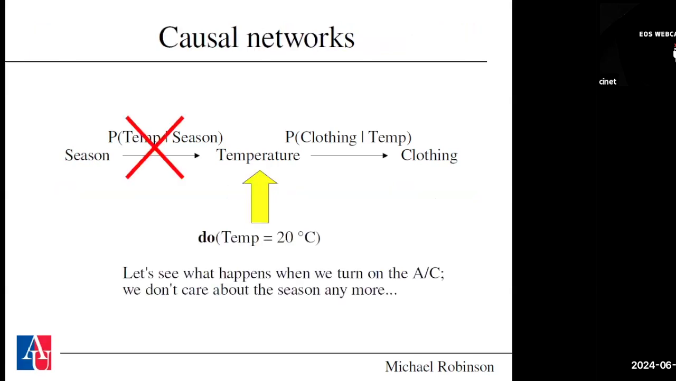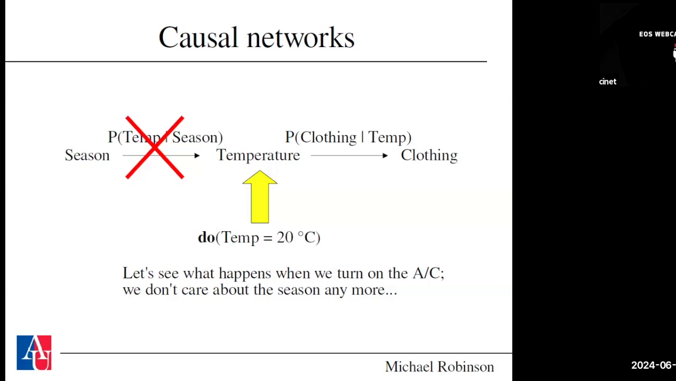All right, anyway, causal networks are basically Bayes networks that you do surgery on. So you say, I'm going to do temperature equals 20 degrees Celsius, i.e. turn on the AC, air conditioning. And now you no longer care about the season. And now you've got clothing choice dependent entirely on this do action. Okay, cool. Can we turn this into a sheaf?